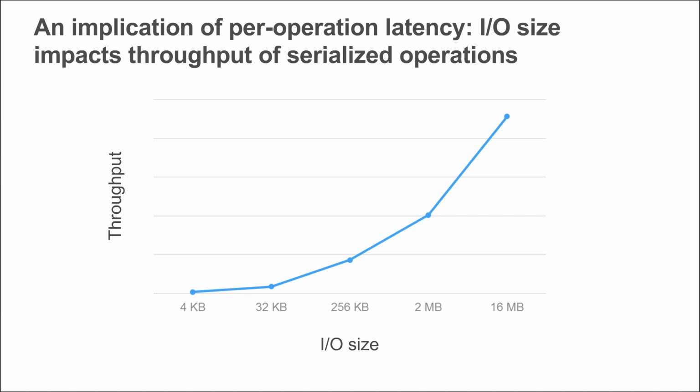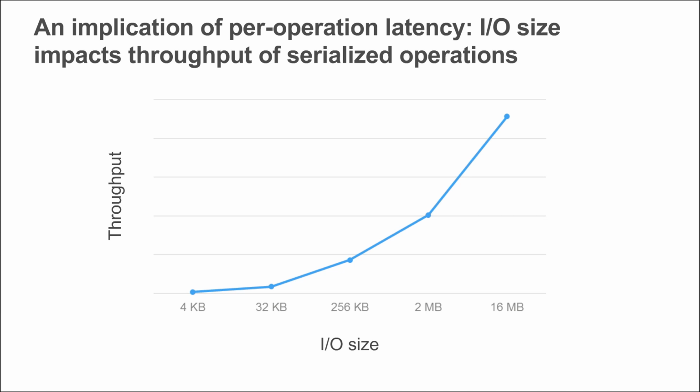Now keep in mind that due to this per operation latency, overall throughput generally increases as the average I/O size increases, since the overhead of these operations is amortized over a large amount of data. And by I/O size, I mean the amount of data that you're reading and writing in a single operation.